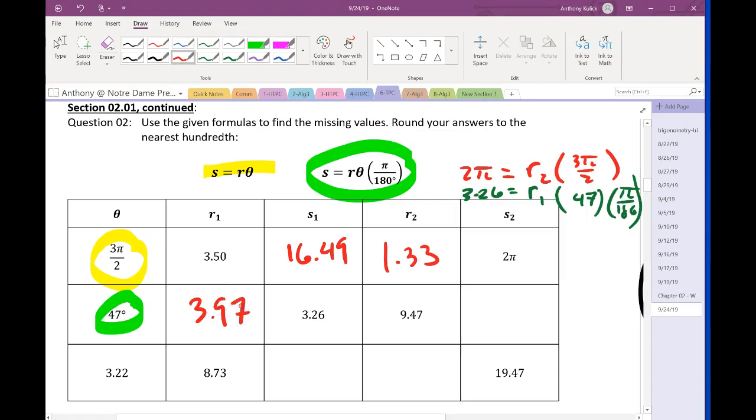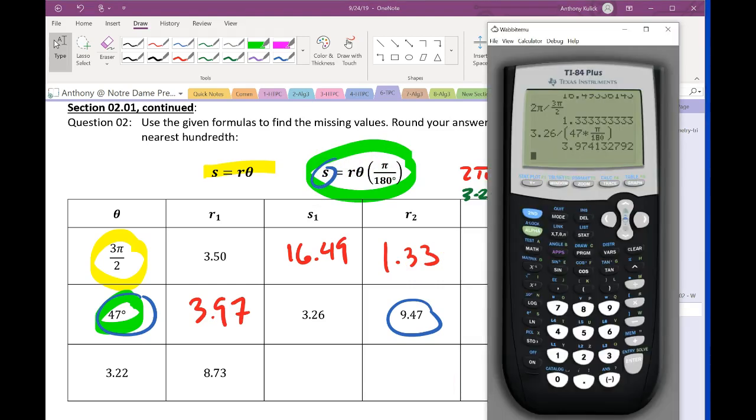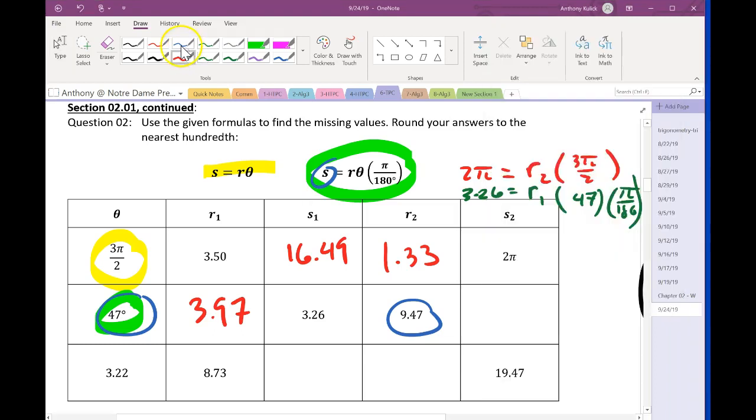The second one, we have everything we need. We have theta, and we have R2. So we can find S2 immediately by just applying my formula. So I'm going to do 9.47 times 47 times alpha y equals pi over 180. And that's 7.77.